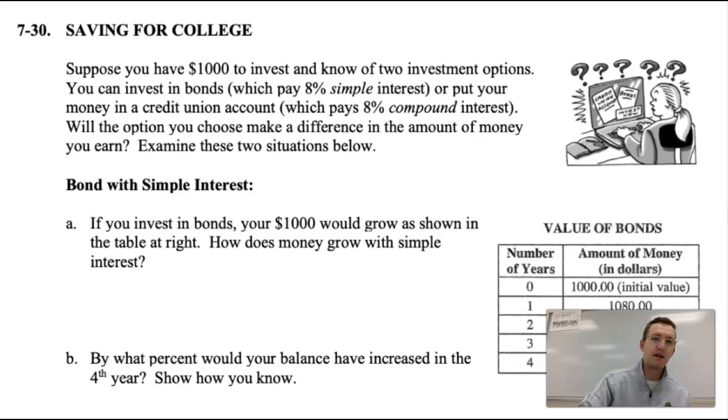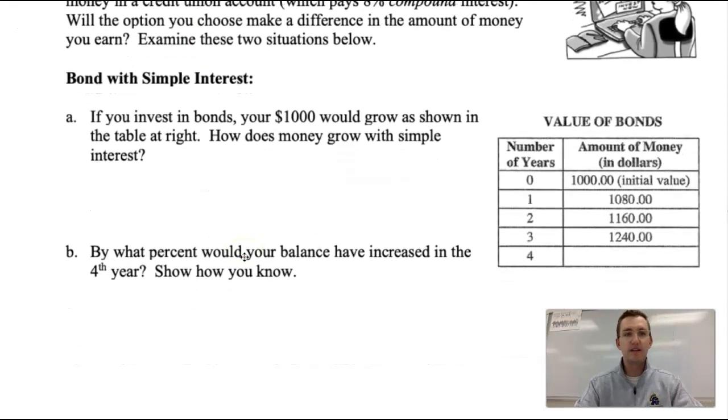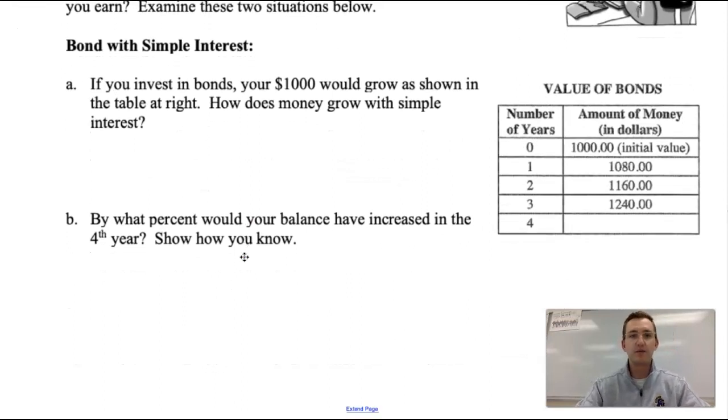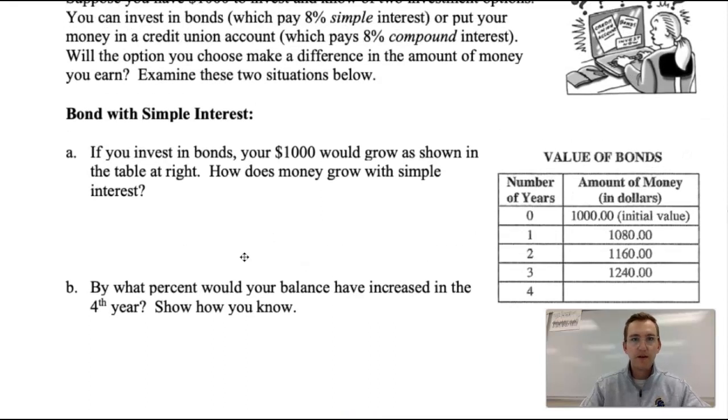All right, so bonds with simple interest. If you invest in bonds, your $1,000 would grow as shown in the table to the right. So how does the money grow with simple interest? Again, our growth is 8% with simple interest. It's also 8% with compound interest, but we'll get to that in just a second.